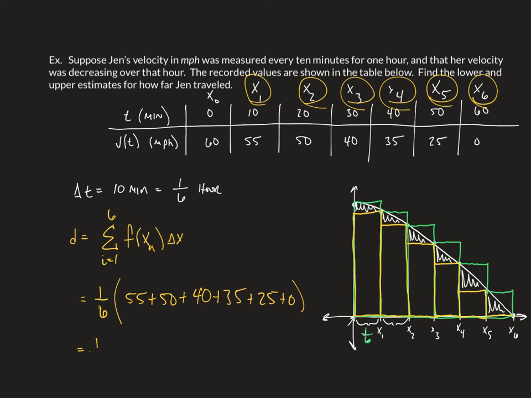So if I add all those up and multiply it by 1/6, I end up with 205 times 1/6, which is approximately 34.17 miles. So I know that the actual area under the curve is somewhere between 34.17 and 44.17, but by doing this over and under estimate, that gives me a window where I know that the actual number is somewhere in that range. All right? And on Thursday, we'll go over some integral representations of these Riemann sums, but that's a good review for the first portion of this unit.